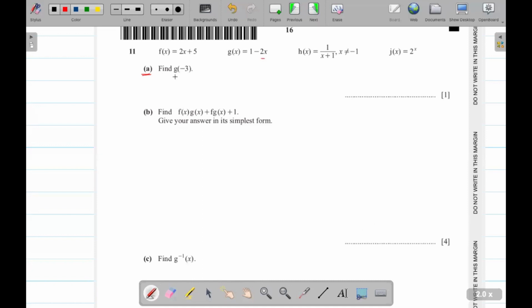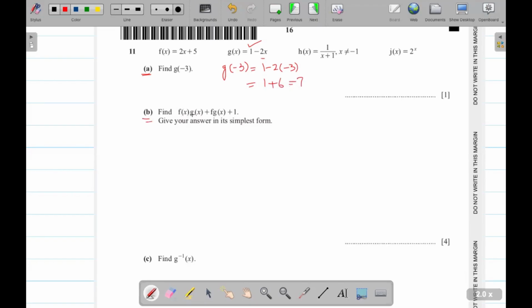Question 11, part A, find g of minus 3. We can calculate g of minus 3. We will substitute the value of x as minus 3 in this equation. We get g of minus 3 equals 1 minus 2 into minus 3, and this value will be equal to 1 plus 2 into 3, which is 6. This is equal to 7.